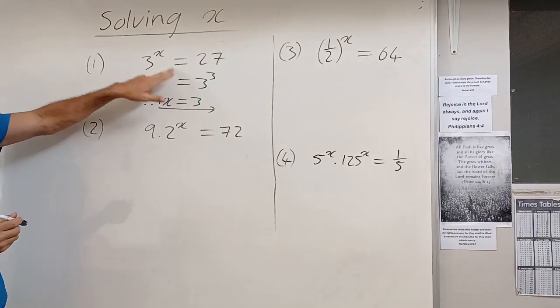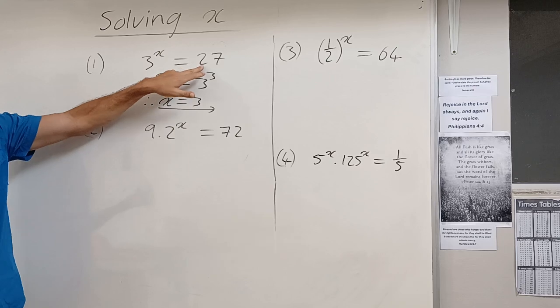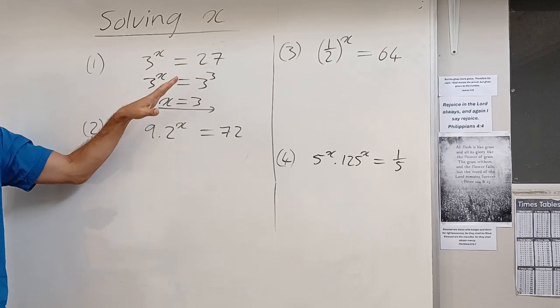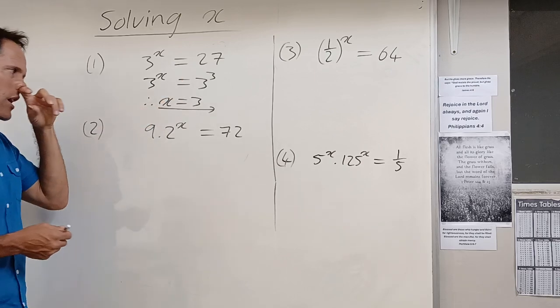Now you can check. If I put 3 in here, what's 3 to the power 3? It's 27, so it works. Very easy, straightforward. You remember it from last year? Yes. Okay.